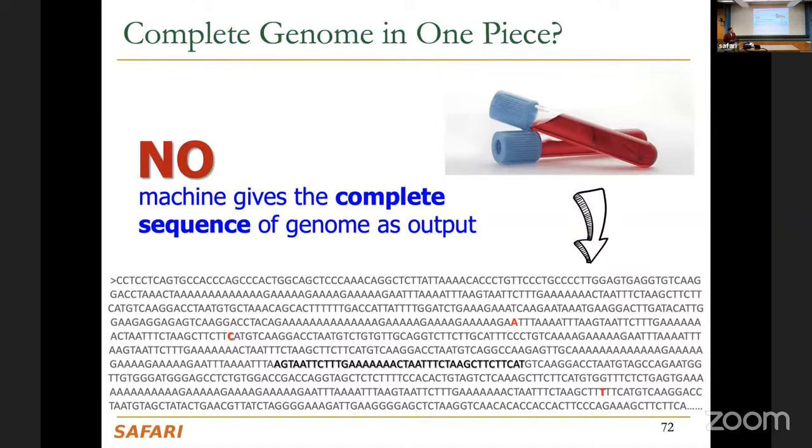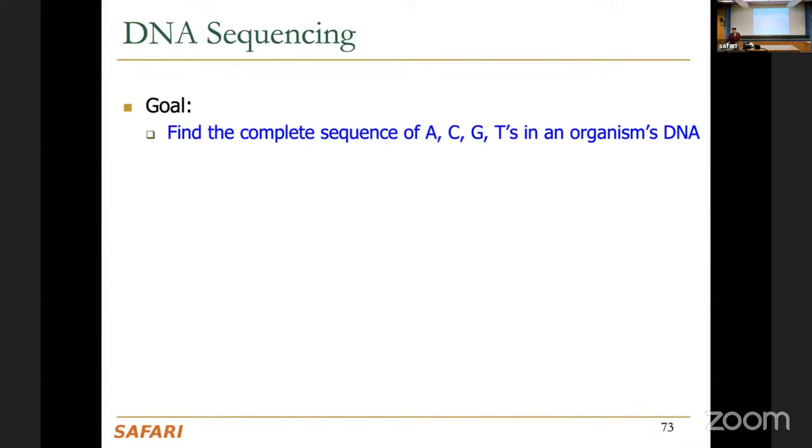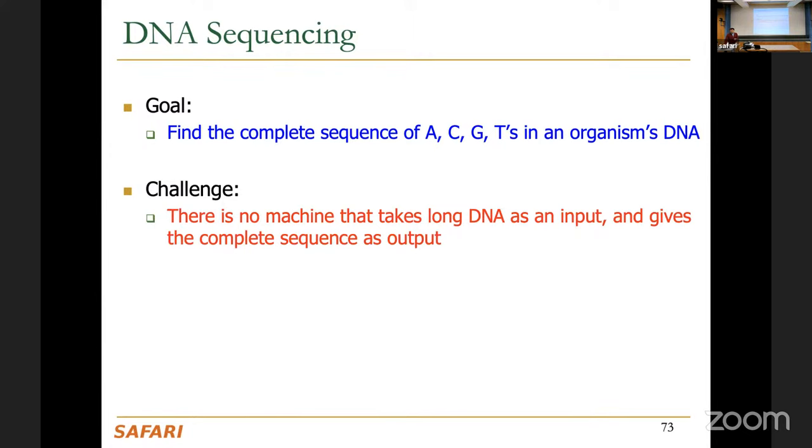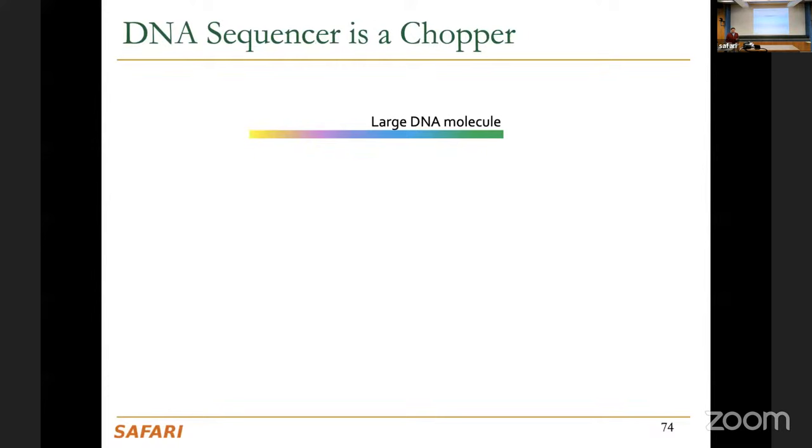But what we get is this series of characters from the sequencing, after processing the raw data generated by the sequencing machine. So again, to restate, the goal of DNA sequencing is to find the complete sequence of ACTGs in an organism's DNA. The challenge, as I said, is that there is no machine that takes the long DNA as one input and gives the complete sequence as output. This is because the DNA sequencer is like a chopper. It's not chopping the DNA itself, but it's actually requiring the chopped DNA.